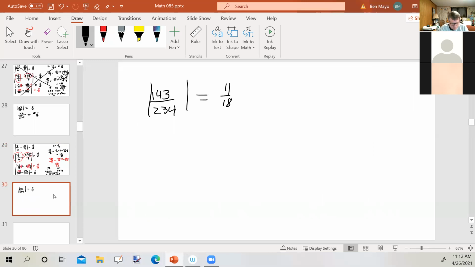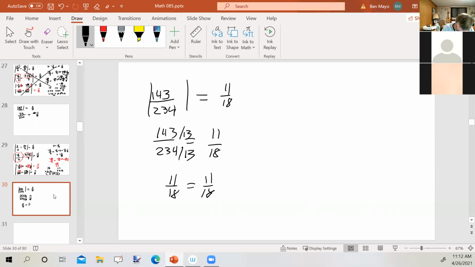Well, let's see if that works. If I take 143 over 234, 143 divided by 13, and then 234 divided by 13, and we get 11/18 equals 11/18. So after all that, the first one checks.